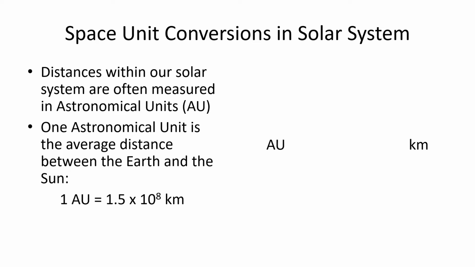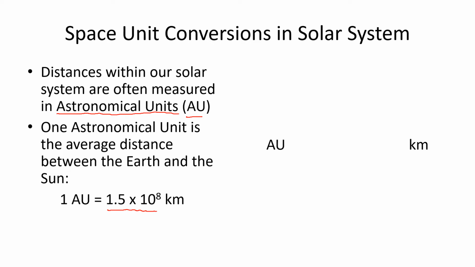Okay, so back to our conversions. Obviously, kilometers and miles, the units that we use for distance down here on Earth, become kind of silly and teeny tiny out in space because the distances are so much more mind-bogglingly huge. Within our solar system, a common unit is the astronomical unit, or AU. One astronomical unit is the average distance between the Earth and the Sun, 1.5 times 10 to the 8 kilometers.